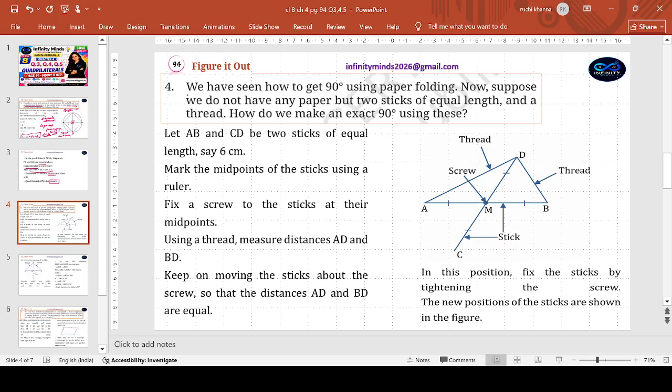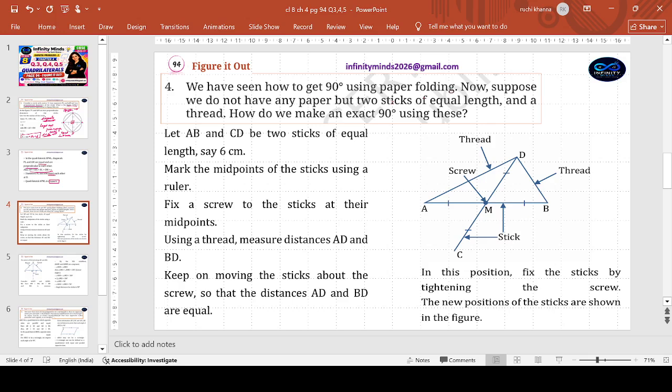Okay, anyways, coming to question 4. I have discussed all the answers in detail so that your knowledge is complete. Rest, how it gets applied, you could see. This is more of an activity. If you work it out yourself, you will understand better. Anyways, let me let you know how it goes. We have seen how to get 90 degrees using paper folding. That is basically any paper which is folded. So they are trying to tell you that that's a 90 degree.